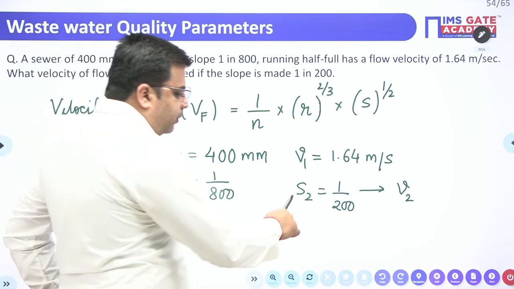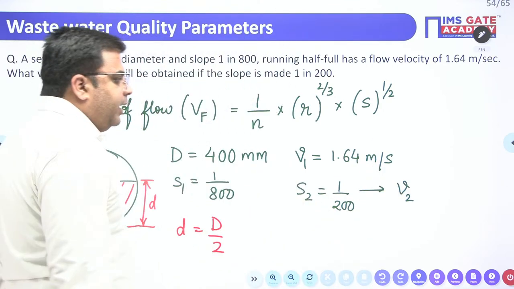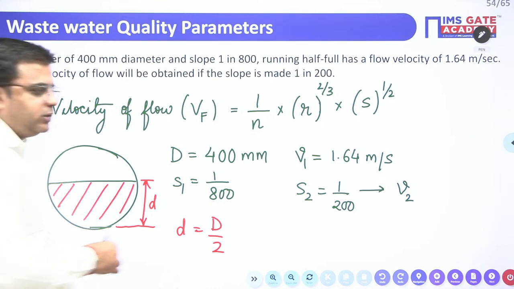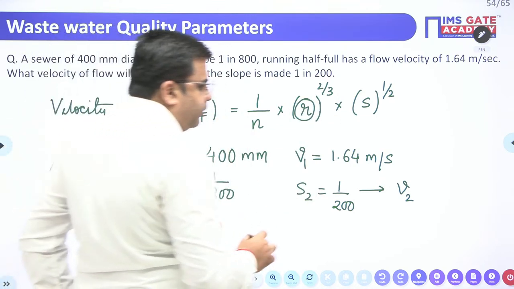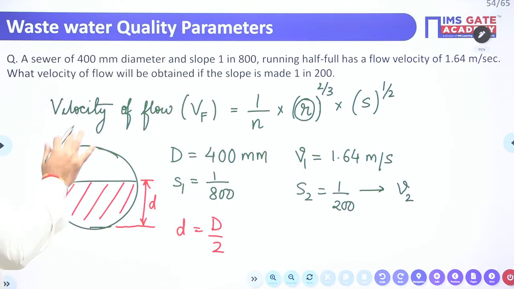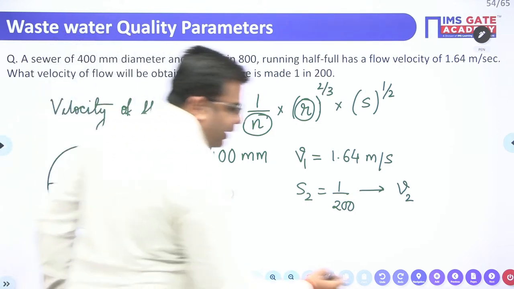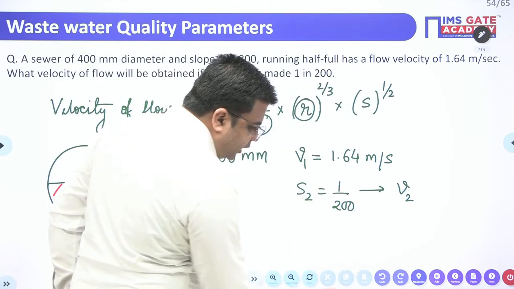So, if the slope is 1 by 200, then you need to calculate this V2. No change in depth of flow is happening. Hence, your hydraulic mean depth will not change. Your value of R will remain the same. Your material of the sewer is not changing, hence your n value will also remain the same.